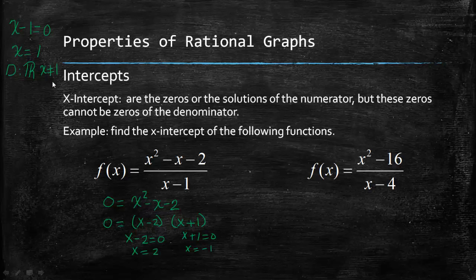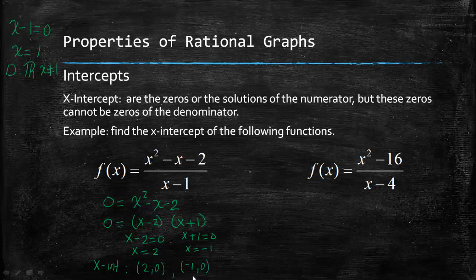x equal to 1 is nowhere to be found in my x-intercepts. That means that these two values that I found are my x-intercepts. And here they are, (2, 0) and (-1, 0).